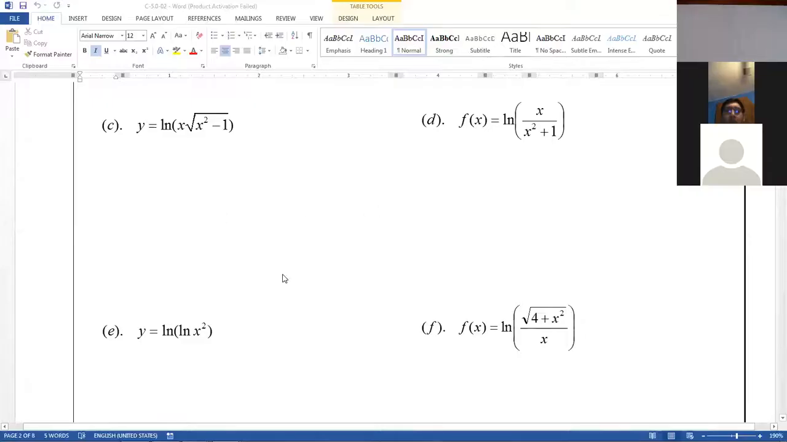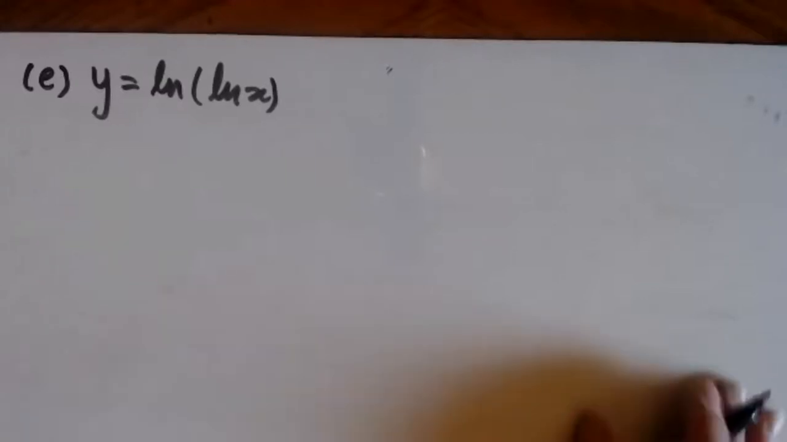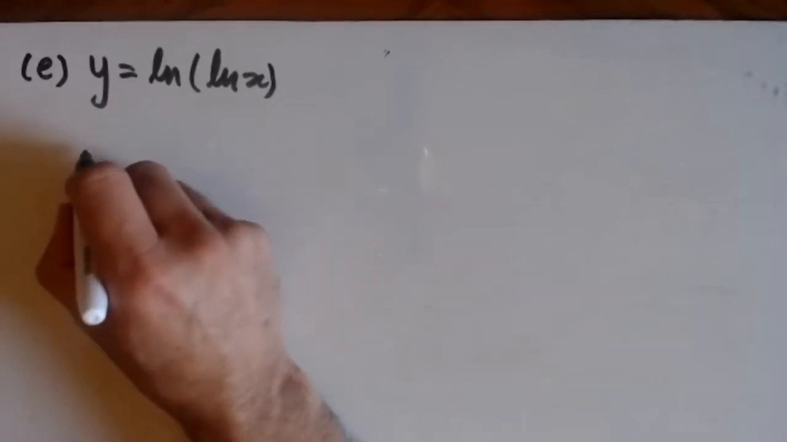So we go back to the screen, right? So we have, for instance, E or F. Any of them is going to work. Let me just do E, y equals ln of ln x. So stop share. Okay, well, I need y prime.